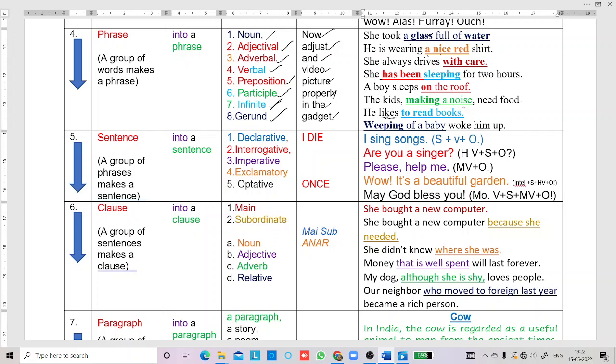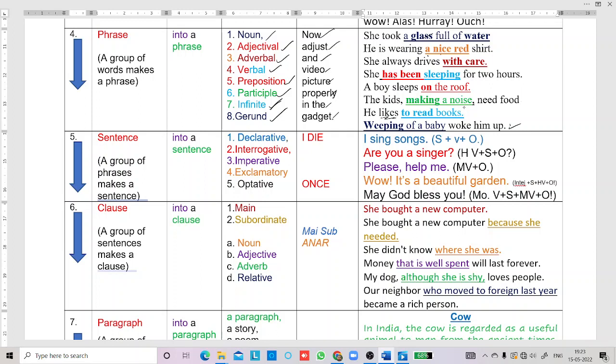Next one, gerund phrase. Now what is a gerund phrase here? In the example, weeping of a baby woke him up. So weeping, a verb that is ending with ing along with some other words is called a gerund phrase. Okay friends, this also is ready with many examples, and soon I'll be preparing the notes for this.